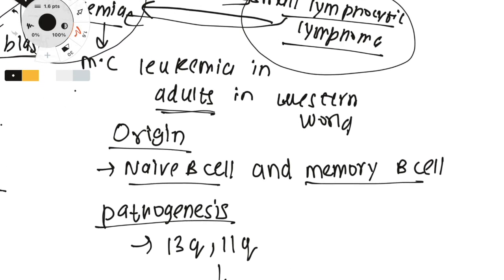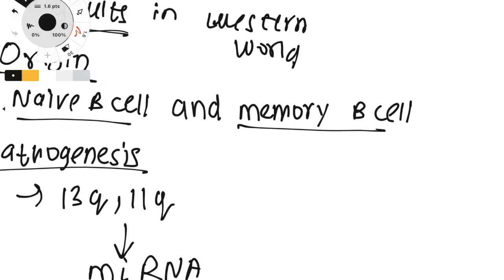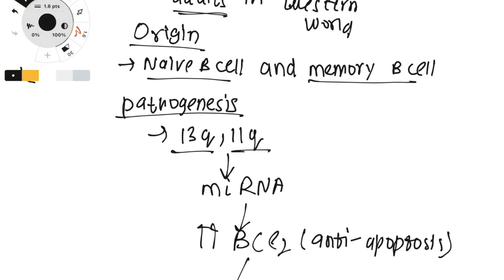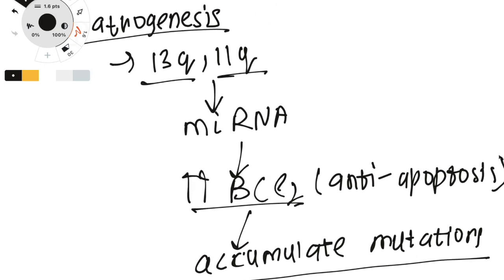So the origin is basically a naive B cell and a memory B cell. I will tell you afterwards why the origin is a memory B cell, though I explained to you that it was a naive B cell in my previous videos. The pathogenesis: there are 13q and 11q deletions which lead to decreased microRNA expression, which leads to the overexpression of BCL2. BCL2 is an anti-apoptotic protein which leads to the accumulation of mutations.